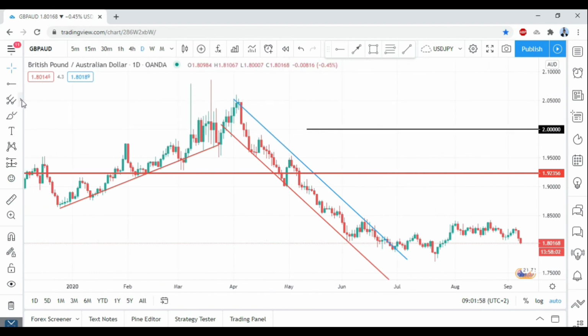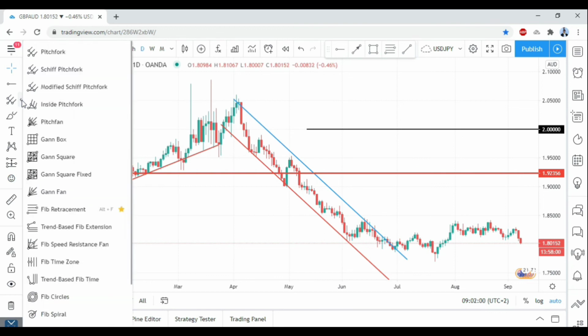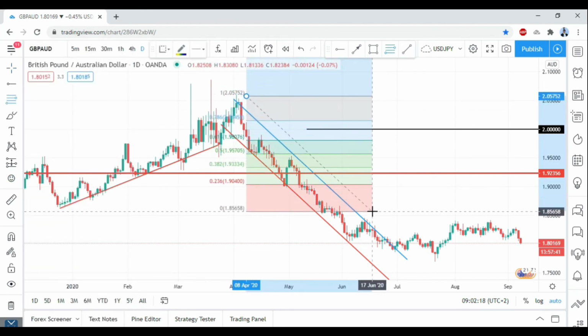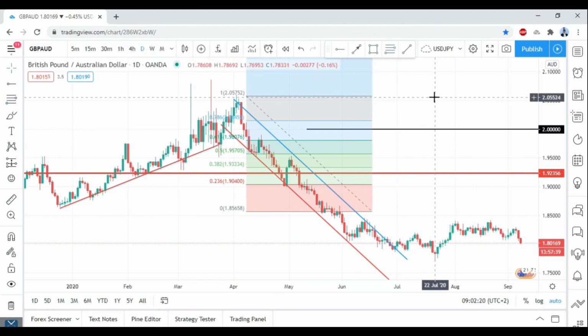Then leading us to our next option over here, this is more options that you can make use of on TradingView. Now personally I don't use the majority of these options. I only use this Fibonacci retracement to draw my different Fibonacci levels, and you can simply click and drag on the chart to display your different Fibonacci levels.